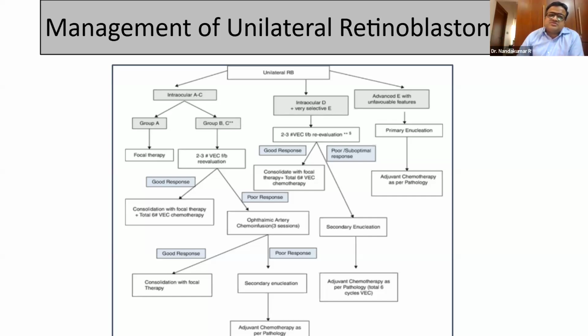Now, the most controversial part is your group D. When you have a group D, which is like large seeds, your problem is the chemotherapy may not actually work. So then you might have to give intra-arterial chemotherapy, which makes sense. But whether intra-arterial chemotherapy is going to be of great benefit, we still do not know. I know there are papers which suggest its benefit, but there is a lot of controversy when it comes to group D.